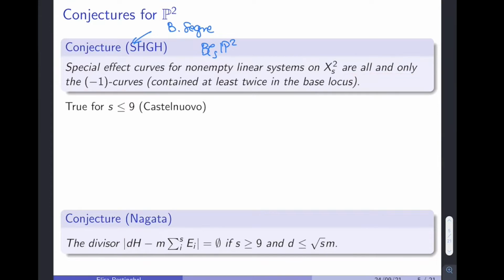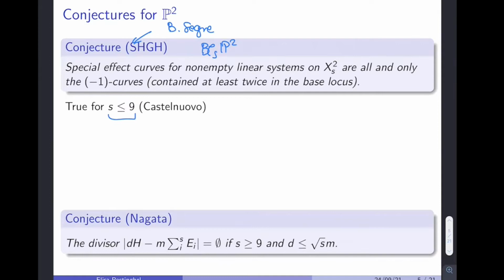And we have seen a few examples. So this is a conjecture. Actually, one implication is easy: if there is a non-reduced -1 curve in the base locus, then the linear system is special. That's easy to show. It's the other implication that is the content of this conjecture. And this conjecture was proved to be true by Castelnuovo for up to 9 points, on P2.